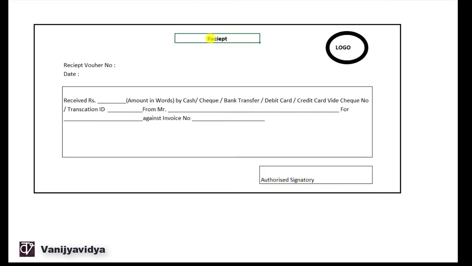This is a receipt. So we have a logo, receipt voucher number, date, and received rupees so and so. In bracket we have to write amount in words. By cash, check, bank transfer, debit card, credit card, with check number or transaction ID here, from Mr. or Messrs so and so. For, you have to write purpose. We have received the amount for what purpose, and again the invoice number or the voucher number so and so. And again here the authorized signatory who has received the payment. Okay, so this was about the receipt.